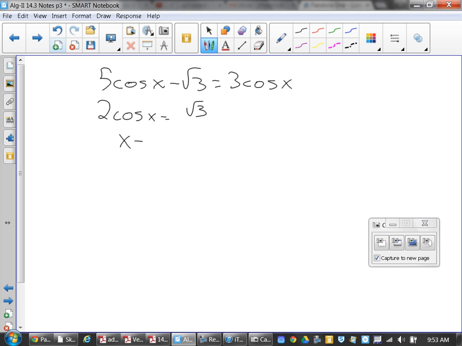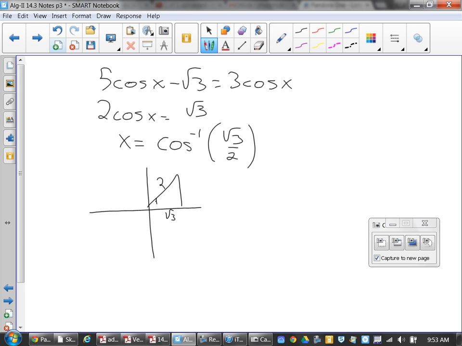So what angle has a cosine value of root 3 over 2? 30 degrees, so pi over 6. What other quadrant is cosine positive? Cosine's positive going down this direction. So what is that angle? 11 pi over 6. So you have two angles, pi over 6 and 11 pi over 6.